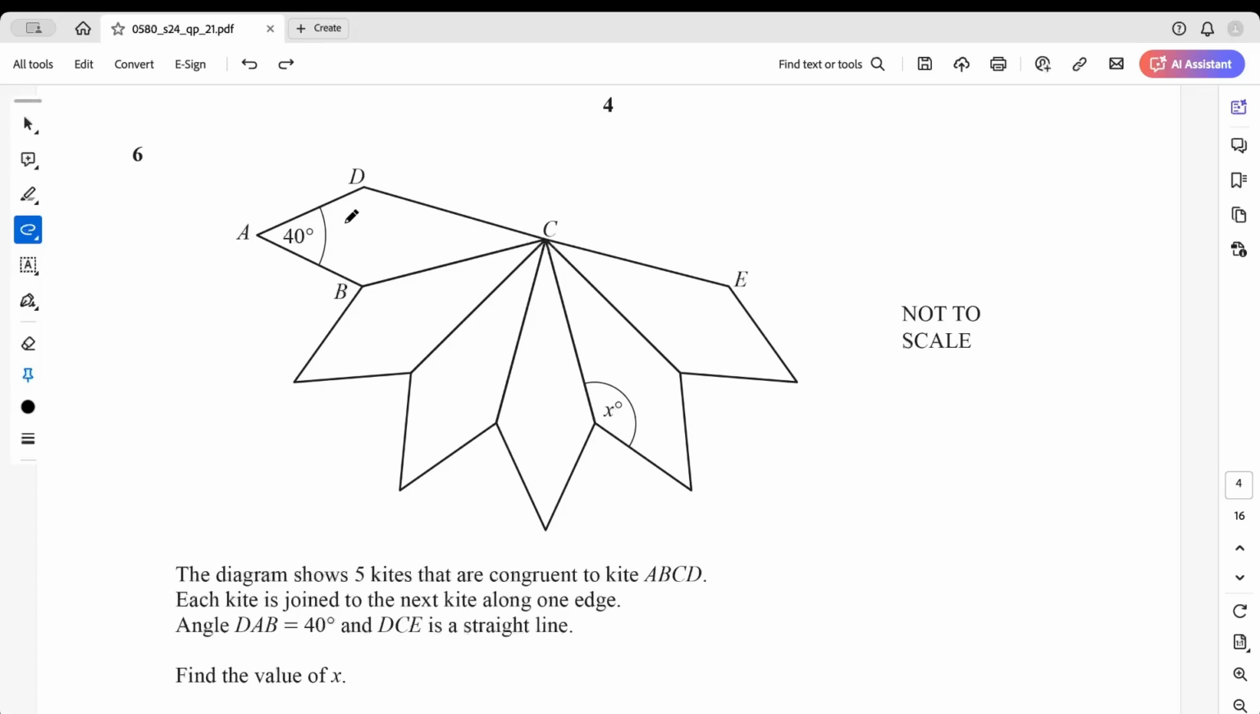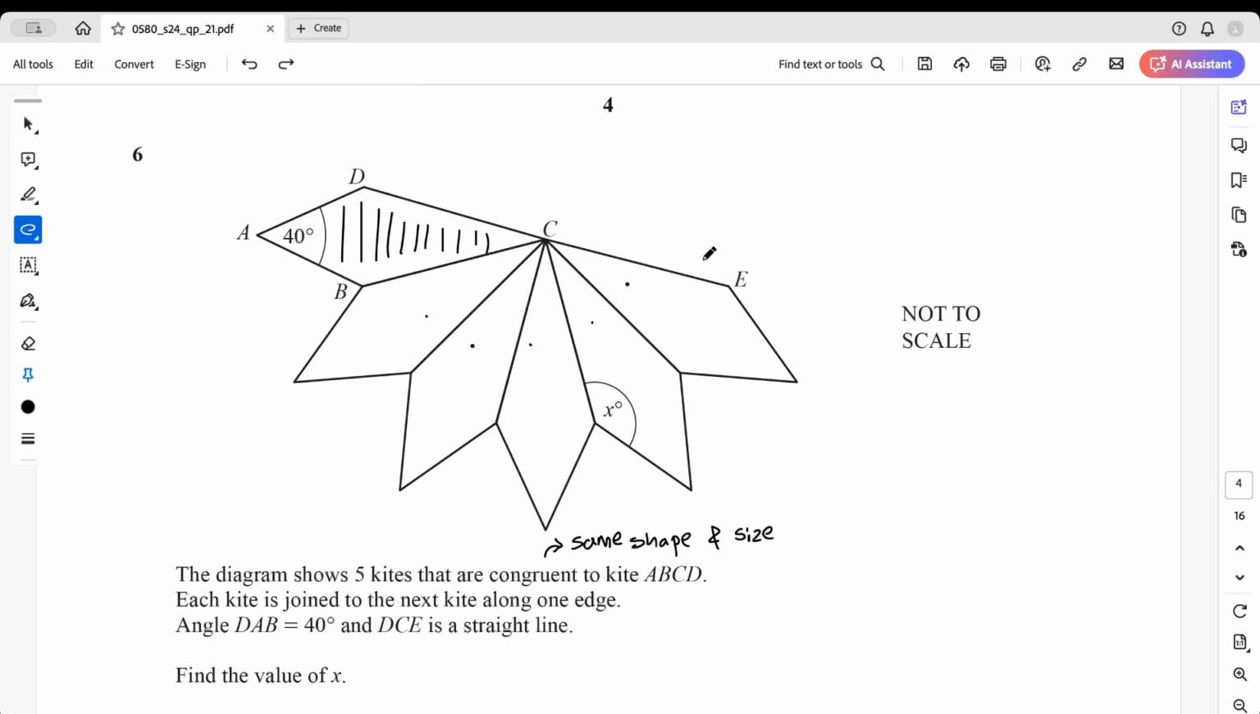So basically we have kite ABCD here. And we see 5 other kites that are congruent. When they say congruent, we are saying that they are the exact same. They have the same shape and size. So these 5 kites are exactly the same as this kite labeled ABCD.